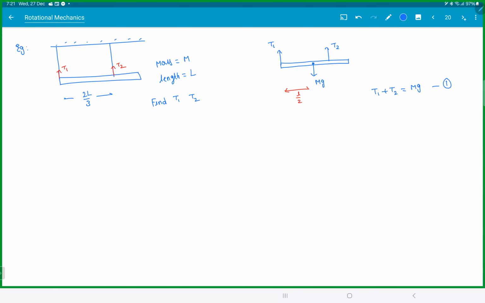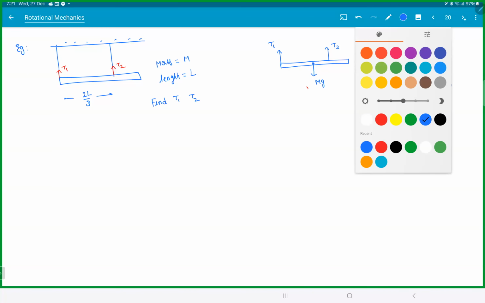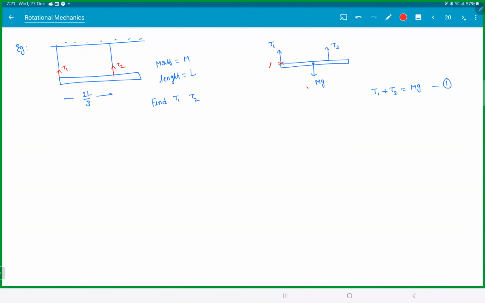Next thing, take torque about any point. I will choose this corner here. So torque about axis A will be torque due to T1, torque due to T2, and torque due to mg. There are total 3 torques. Total is 0 because it is in equilibrium. Torque due to T1 will be 0. Why? It passes through axis.